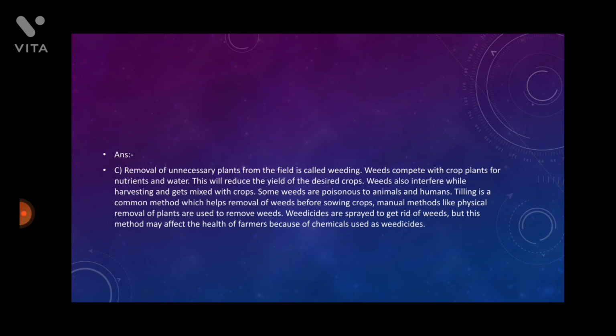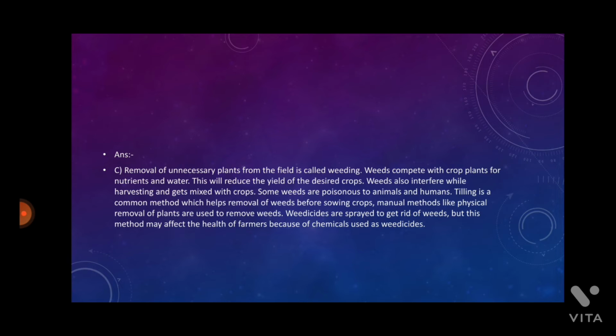Third, removal of unnecessary plants from a field is called weeding. Weeds compete with crop plants for nutrients and water. This will reduce the yield of the desired crop. Weeds also interfere while harvesting and get mixed with the crop. Some weeds are poisonous to animals and humans.